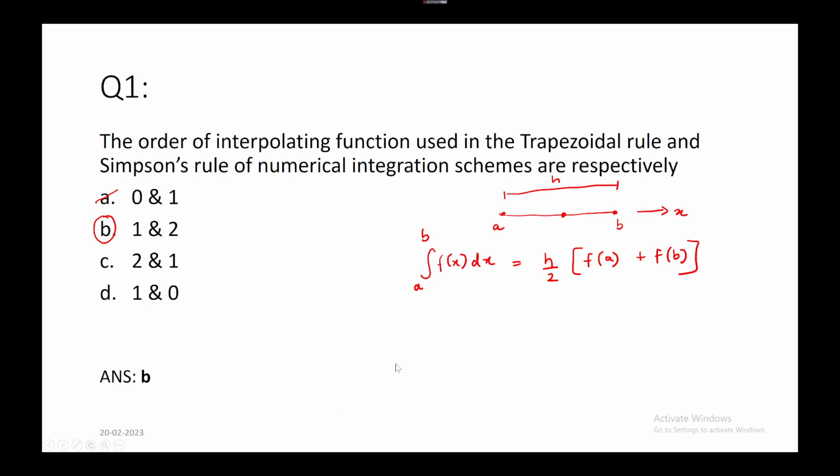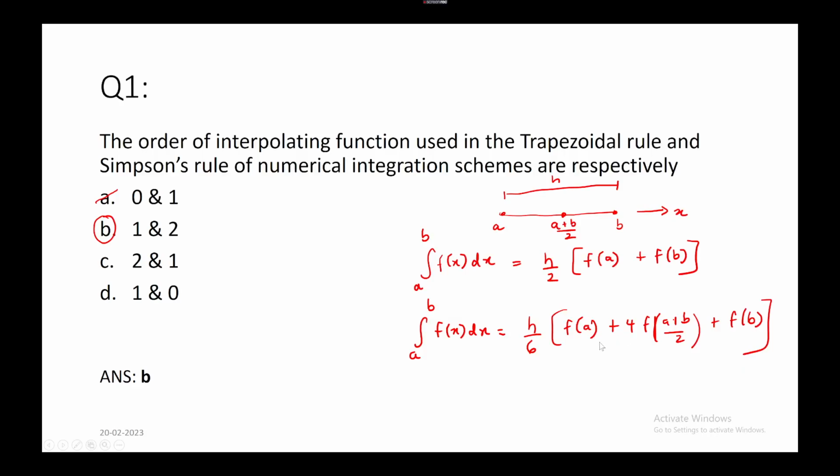So let me write Simpson's rule now. For Simpson's rule, we assume another point in between, in the midpoint. Let us say it's (a plus b) by 2. So integral a to b f of x dx is equal to h by 6 into [f of a plus 4 times f of (a plus b) by 2 plus f of b].